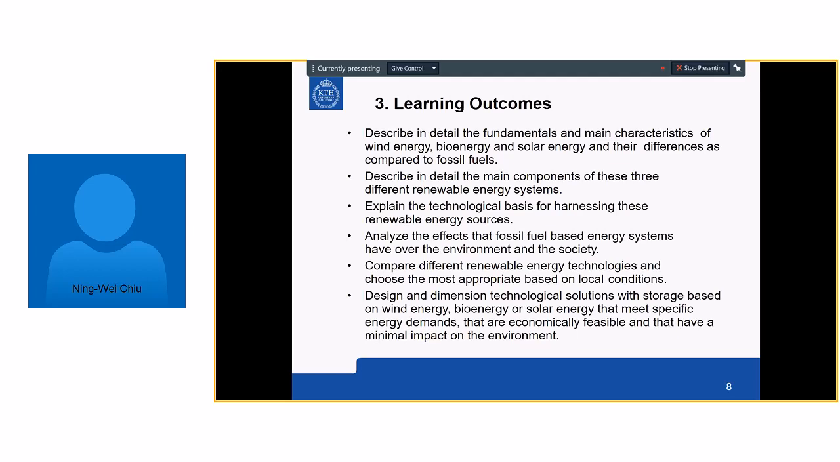So describe in detail. After you finish the course, you should be able to describe in detail the fundamentals and the main characteristics of wind, bioenergy, and solar energy, and their differences as compared to fossil fuels or fossil fuel-based energy.